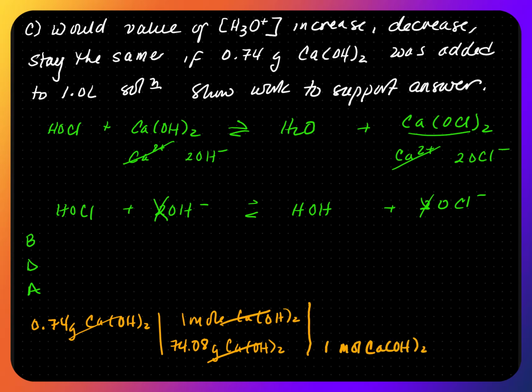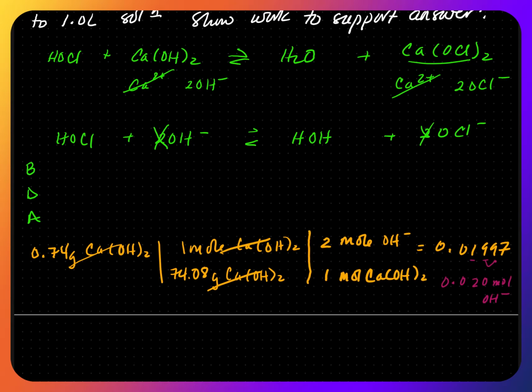In 1 mole of calcium hydroxide, there are 2 moles of OH minus ion, 0.01997. We need 2 sig figs, so it's going to be 0.020 moles of OH minus. We also need to find the moles of the acid. We started with 1 liter of solution, and there is 1 liter, 0.165 moles of HOCl. So this is going to equal 0.165 moles of HOCl.